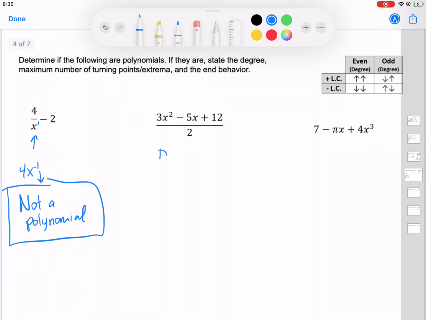So let's state our degree. The degree is the highest exponent, so that is 2, which means our maximum number of turning points would be 1 less than that, so 1. And then end behavior, once again, you can use the chart or just choose the right method. The leading coefficient is positive, which means the right arrow will go up. And then the degree is even, which means they're going to go the same direction, so the other one's also going to go up.